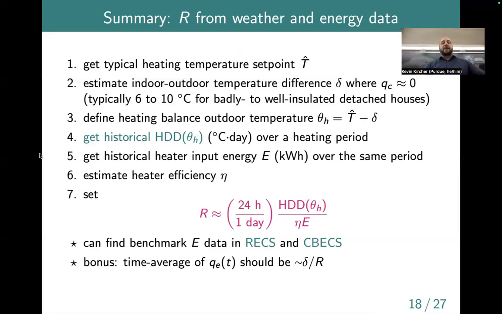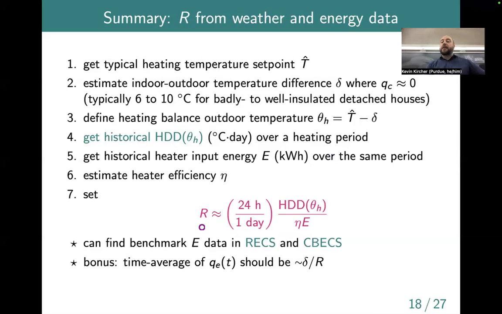Anyway, okay, so this was the summary of that data-driven approach: look at historical weather data that shows up in the form of heating degree days or cooling degree days, and combine that with energy data from, say, utility bills from a building, and figure out a way to basically back out what the value of this R should be.